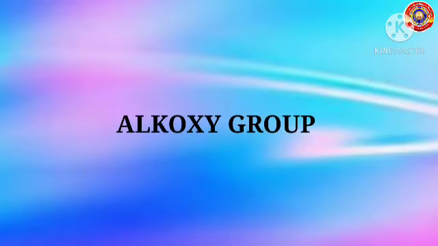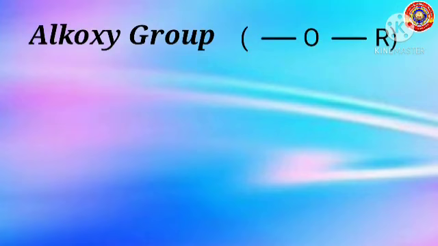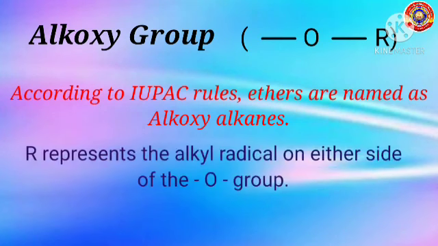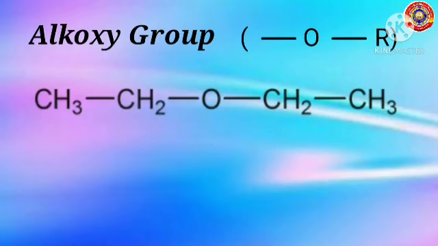And the last functional group is alkoxy group. Ethers are compounds with an alkoxy group OR. According to IUPAC rules, ethers are named as alkoxy alkanes. The R represents the alkyl radical on either side of the O group. For example, consider the alkoxy alkane CH3CH2OCH2CH3. See the number of carbon atoms present on either side of O group.